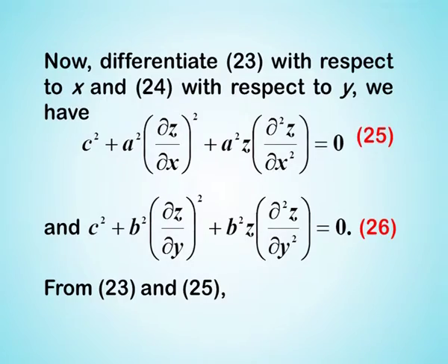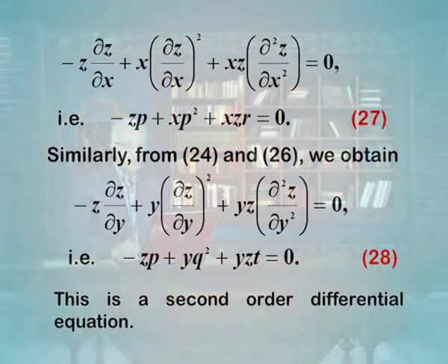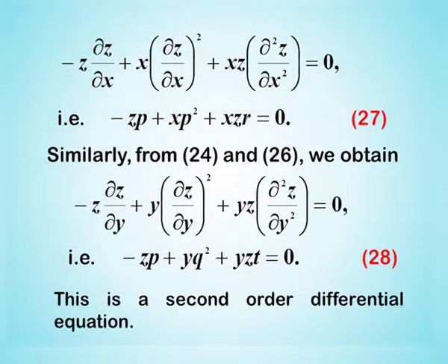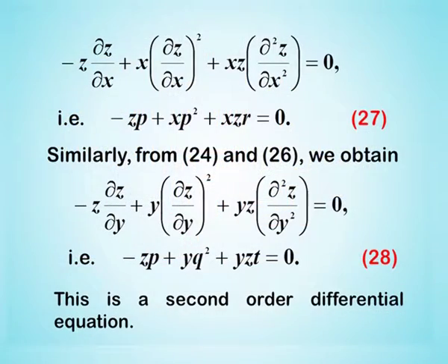Now the differentiation is not that difficult for us. We know how to differentiate partially. And from these, there are two pairs if you notice: 23 and 25, and 24 and 26. We have this relation and we write the 27th from 23 and 25: minus zp plus xp square plus xzr is equal to 0. And similarly from the other pair, equations 24 and 26, we obtain this result. That gives us equation 28, which is minus zp plus yq square plus yzt equal to 0.